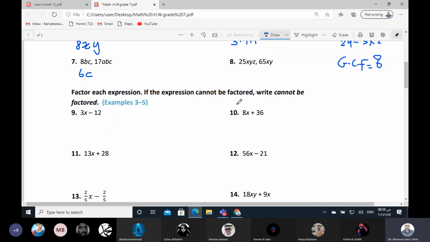Who can answer me number 8? It's 5xyz. No, xy, sorry. 5xy. The GCF between 25 and 65 will be 5. And here you have xy, here you have xy. So write here xy.